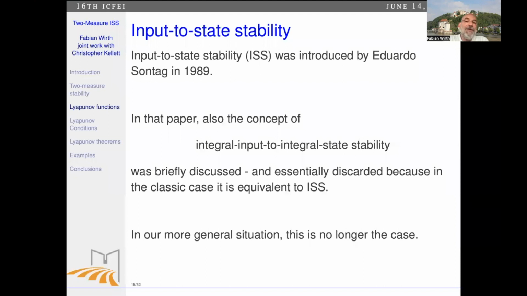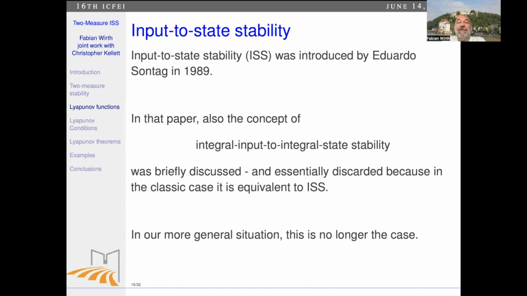Right, so now input to state stability. As everyone here hopefully knows, it was introduced by Eduardo Sontag in 1989. The reason I mention this is that the interesting thing to note is that in this paper, he immediately said, okay, we could also define a different stability concept, which we'll call integral input to integral state stability.